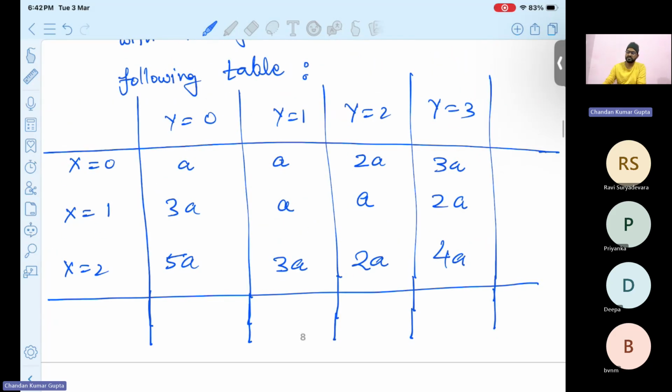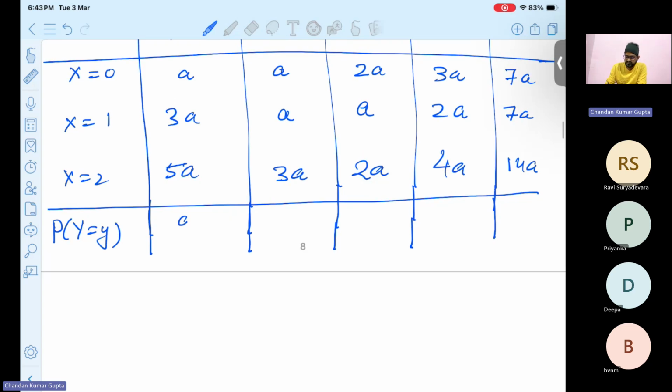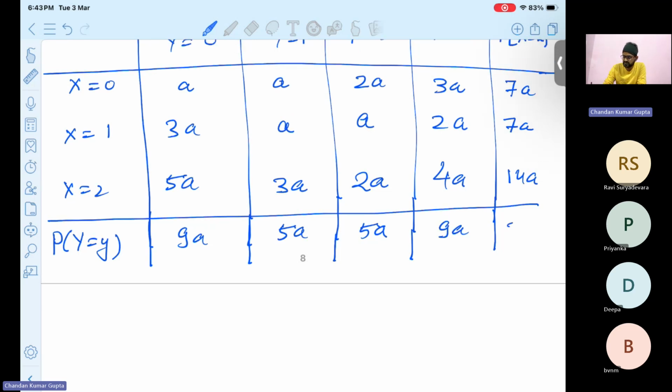Okay. So this means what? This is the probability X equal to x, probability that Y equal to y. Okay, that is a marginal. So here, 1, 2, 4, and 7A, 3, 4, 5, 7A, 5, 3, 8, 10, it's 14A. In the same way, it's 9A, 5A, 5A, 9A. Okay, comes out to be 28A. So this is the case.